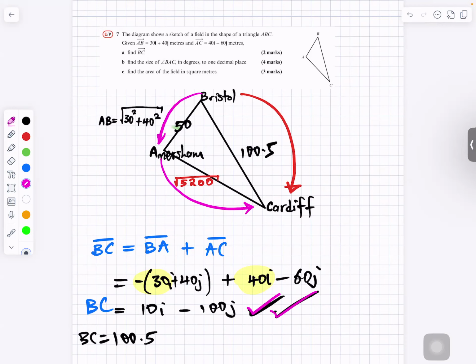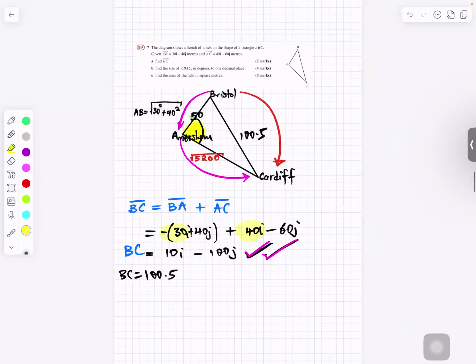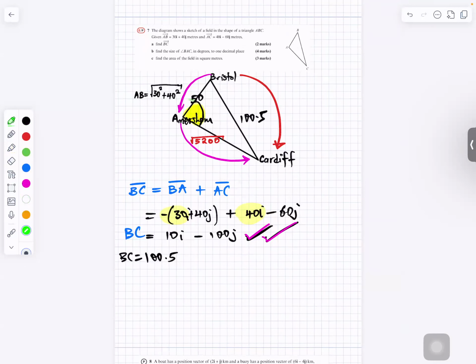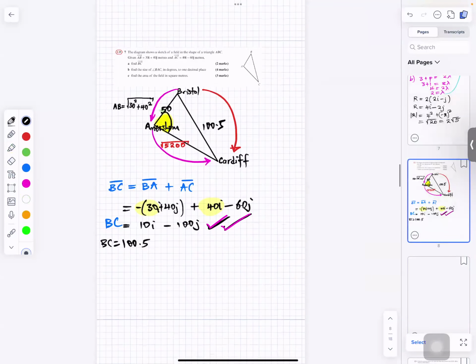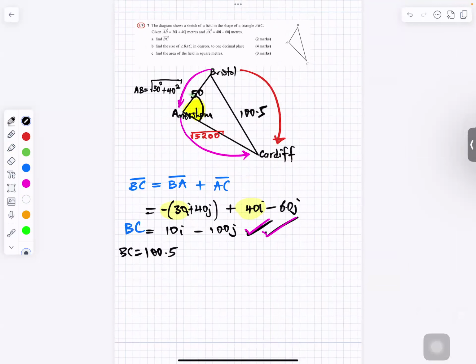The vector BC. Now, find the size of angle BAC. BAC is this angle I put there. Let me mark it in color. So we want to find that yellow angle there. And what do we know? Do you have to do the cosine? Yes, you can do the cosine rule. Beautiful. You can use the cosine rule to find the angle.